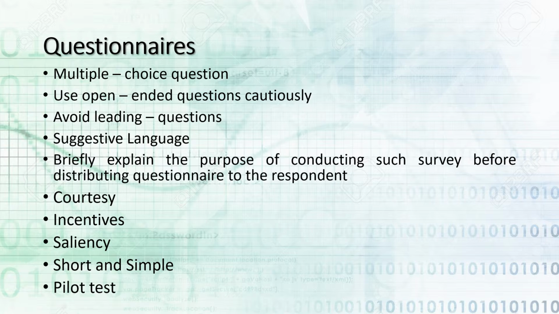Researchers should always care about courtesy and possibly give some incentives, such as a pen, to respondents who successfully answer the questionnaires. The questionnaire should have saliency, which means it is related to the respondents themselves, which in this case the PKU is related to the UUM students. The questionnaire should always be short and simple, so the respondents will be patient to answer all the questions given. Last but not least, the researchers conduct a pilot test, which is a pre-test to ensure that the questionnaire is usable and able to extract information accurately from the respondents.